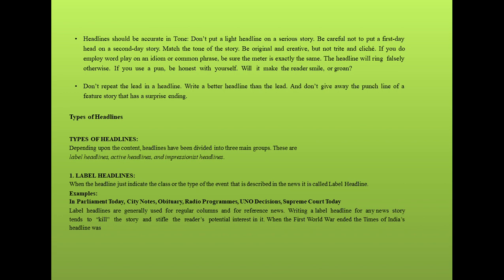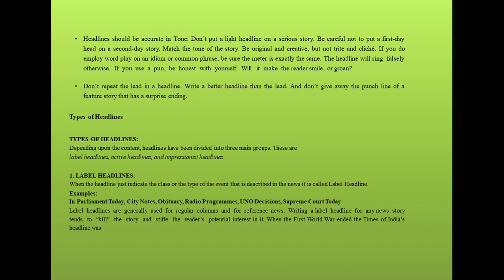If you use a pun, be honest with yourself. Will it make the reader smile or sad? Don't repeat the lead in the headline. Write a better headline than the lead. And don't give away the punchline of a feature story that has a surprise ending.